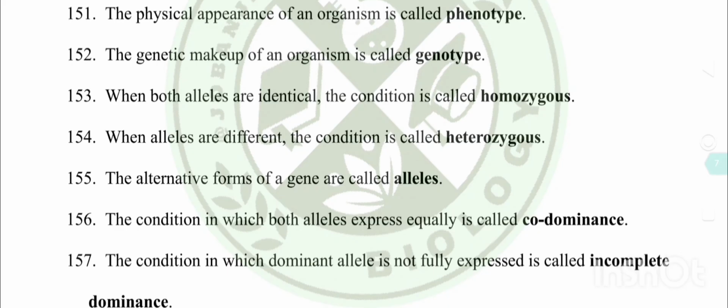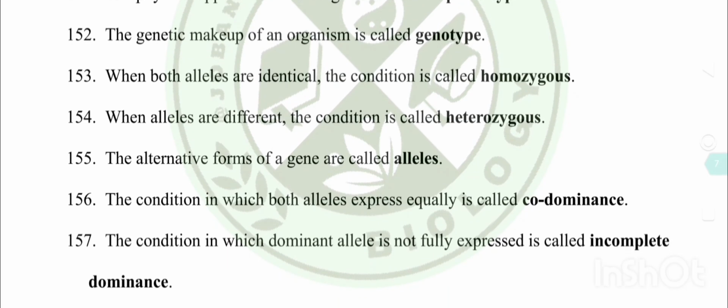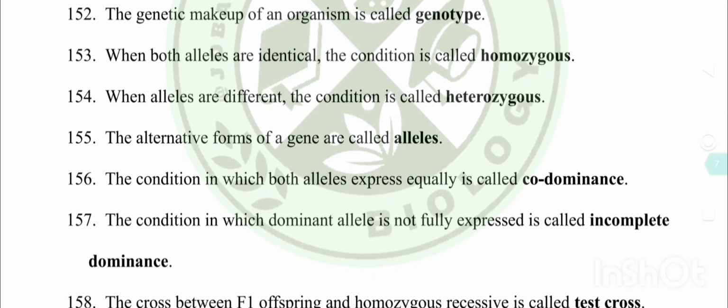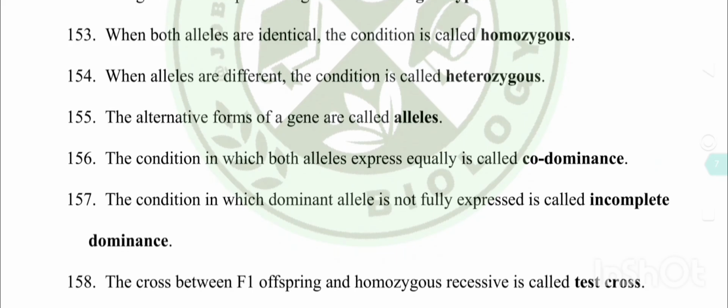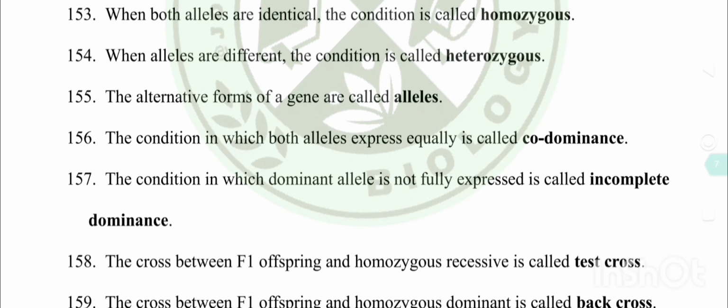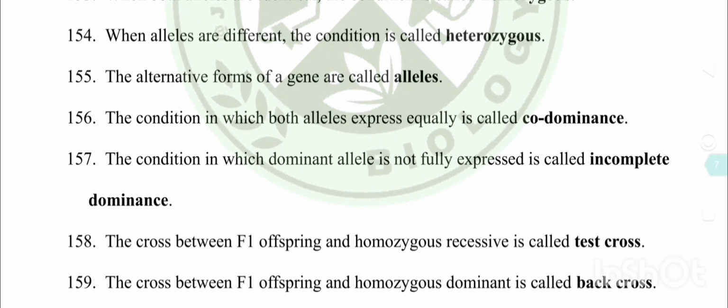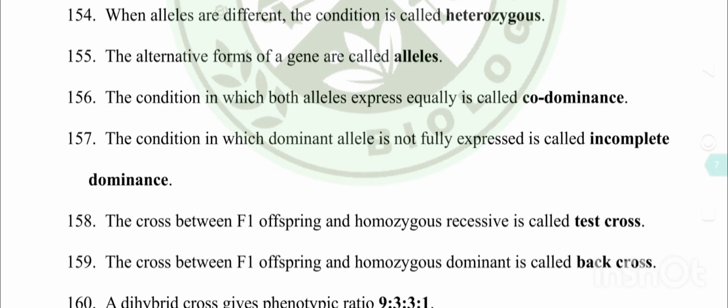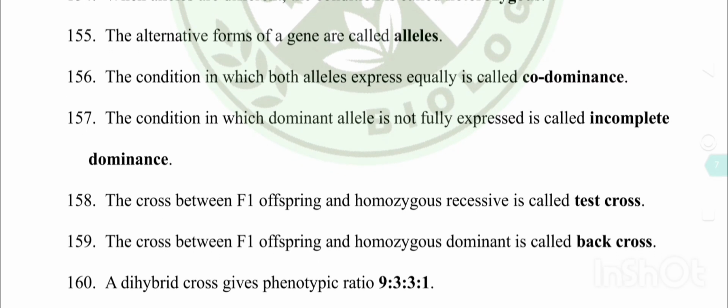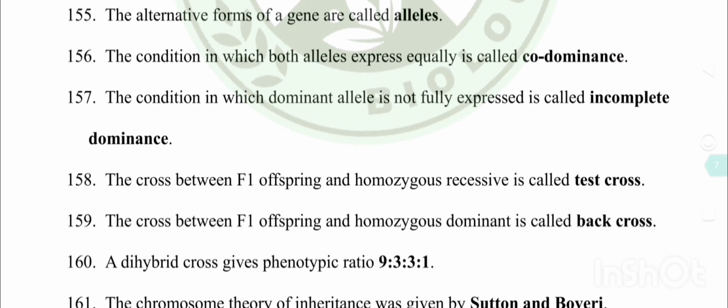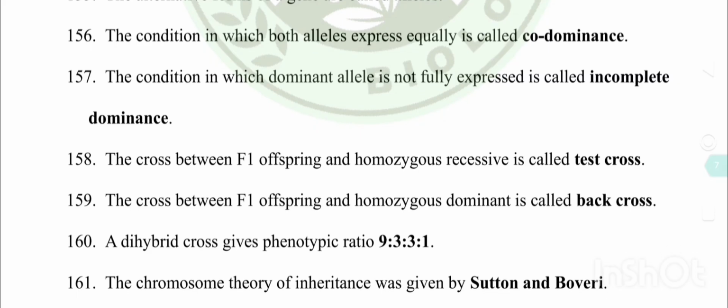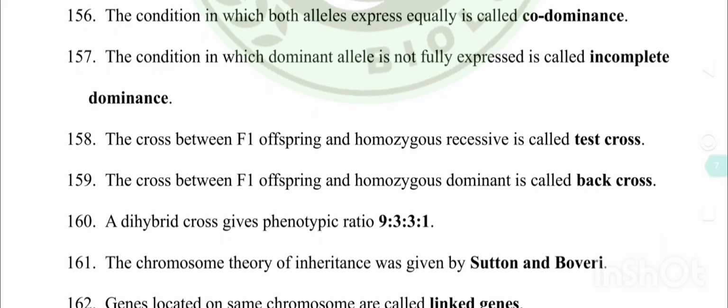154. When alleles are different, the condition is called heterozygous. 155. The alternative forms of a gene are called alleles. 156. The condition in which both alleles express equally is called codominance. 157. The condition in which the dominant allele is not fully expressed is called incomplete dominance.